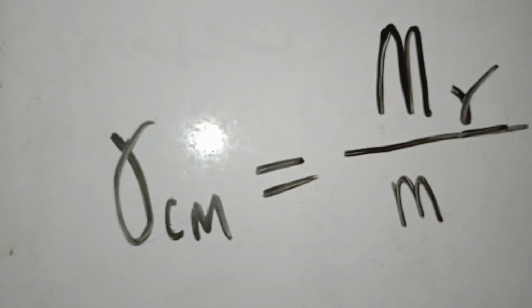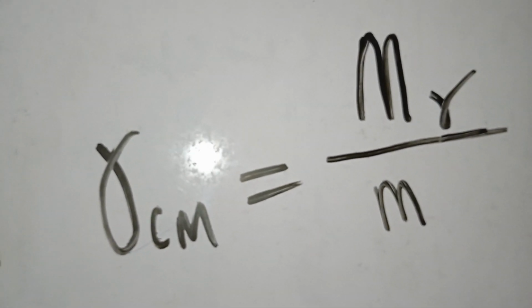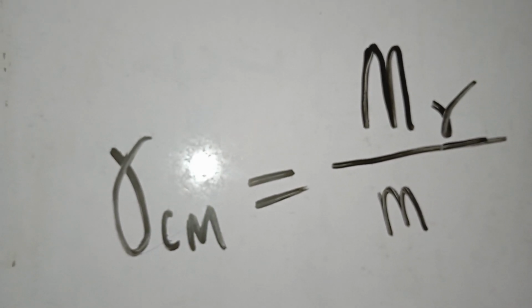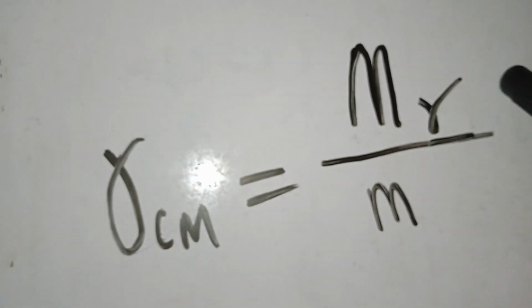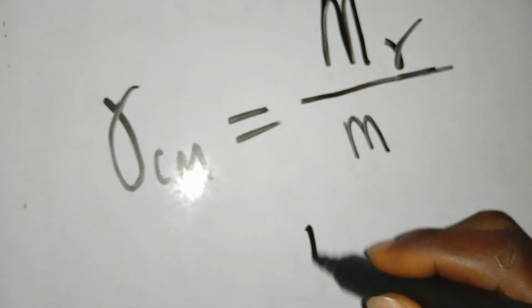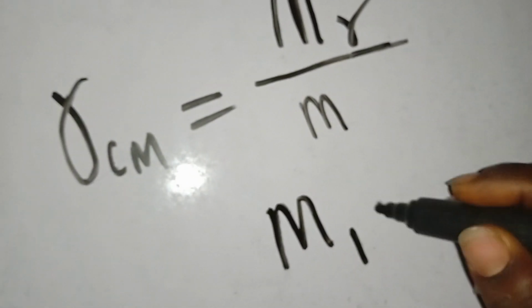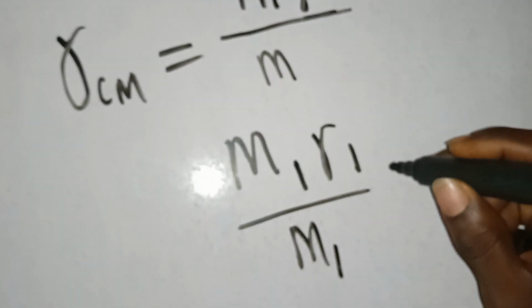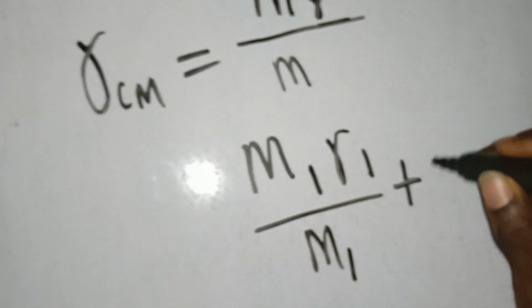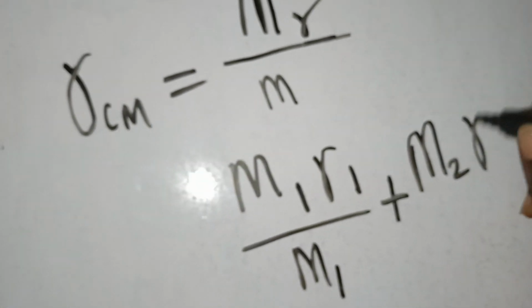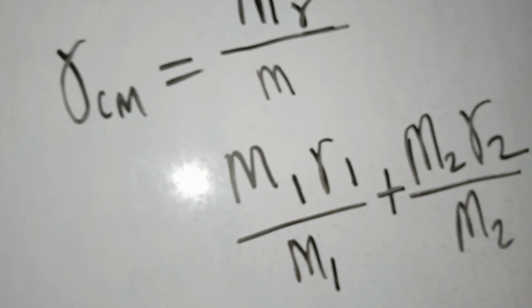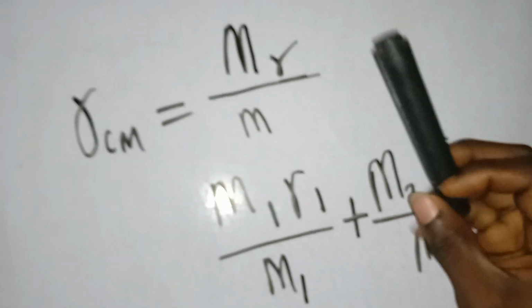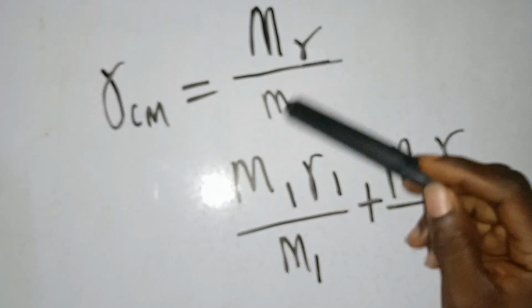Center of mass is the weighted average of the position of the masses, or of individual mass in a system. So it's given by MR all over M, such that if I have the first mass and the first distance, it's going to be M1 R1 all over M1. If there are two masses, you check the position. So this becomes M2 R2 all over M2. So this is what center of mass is all about. It talks about the position of the individual mass of the system.